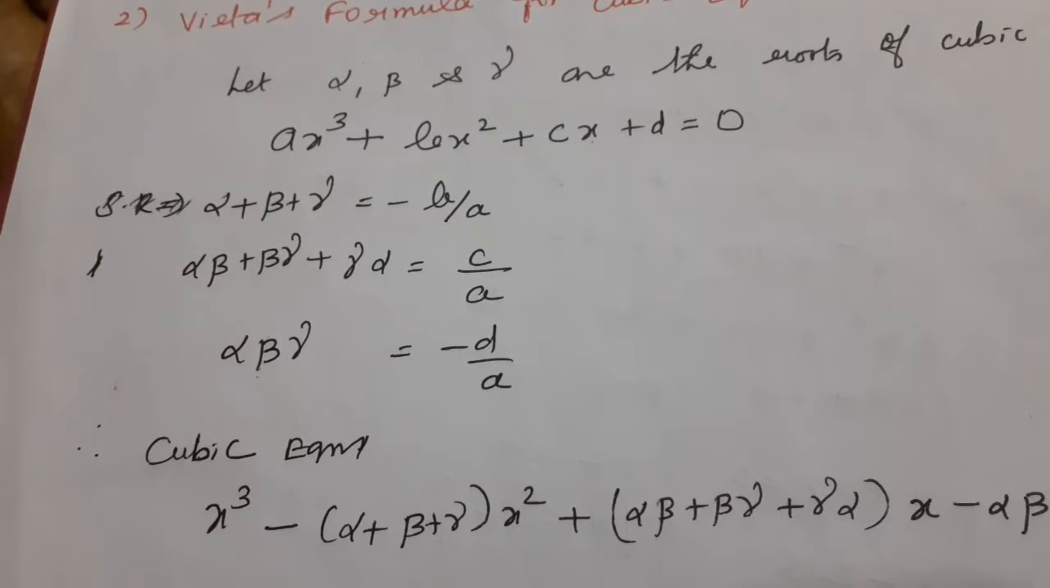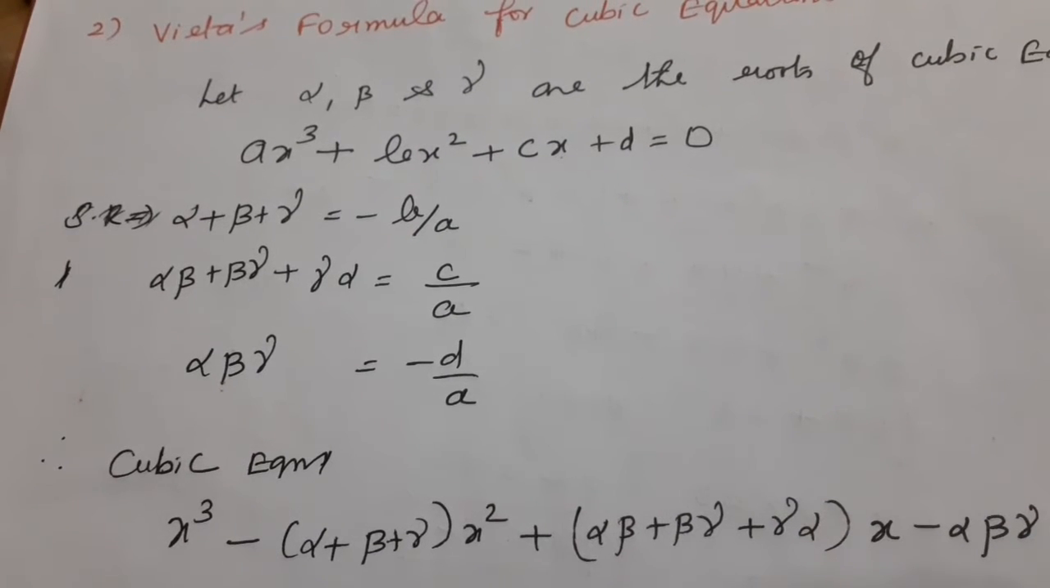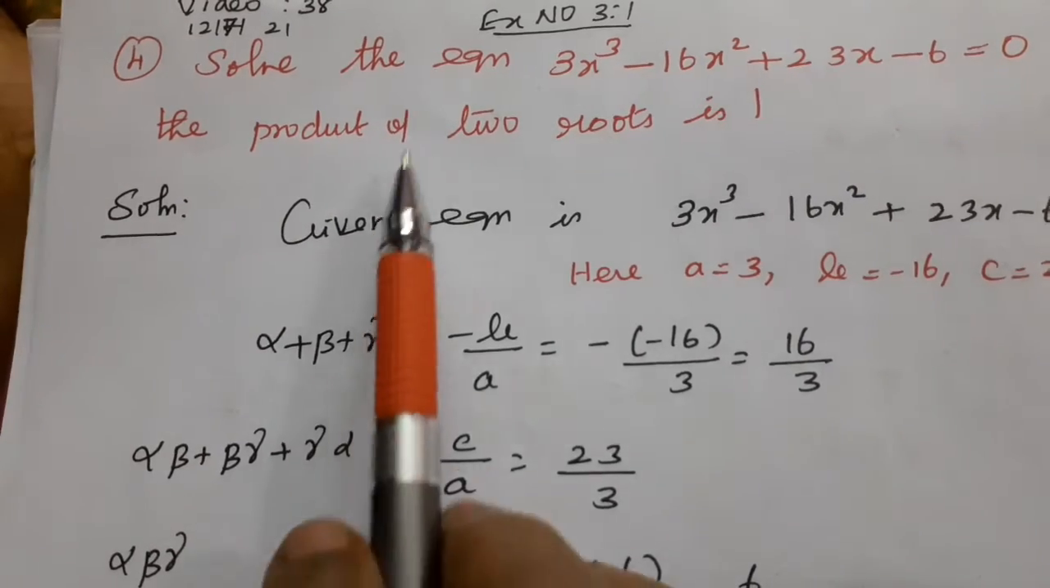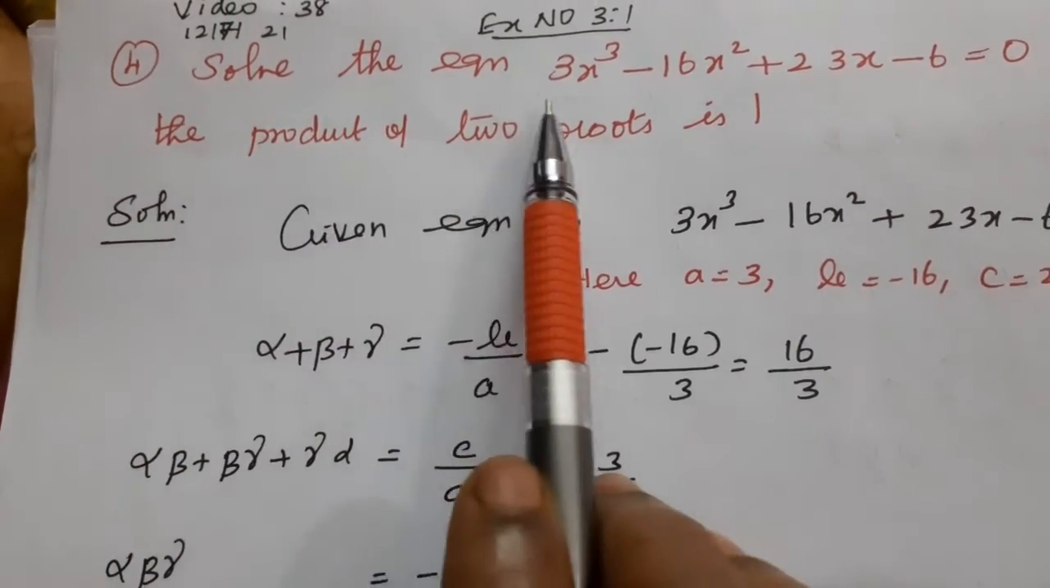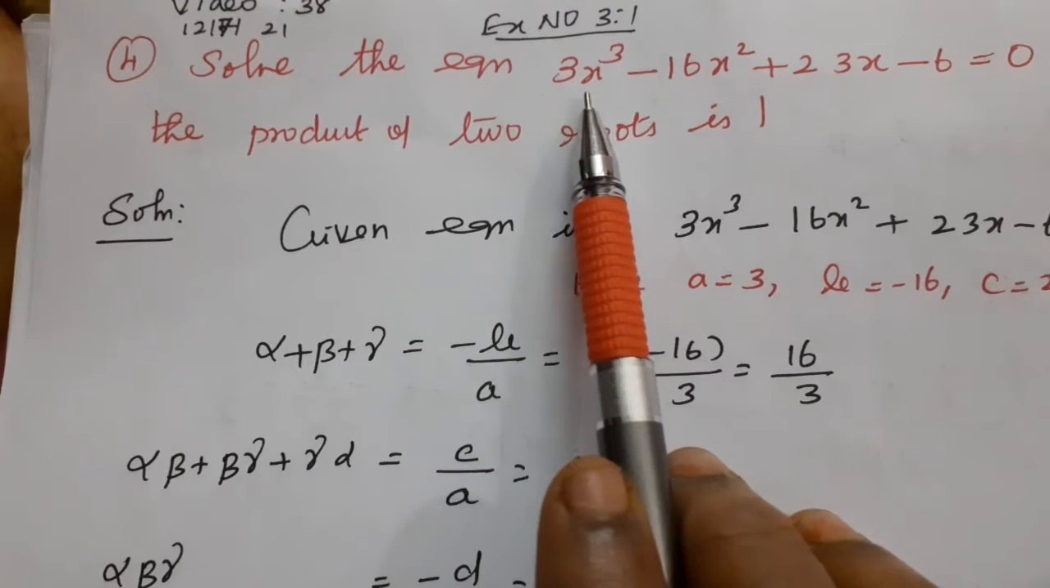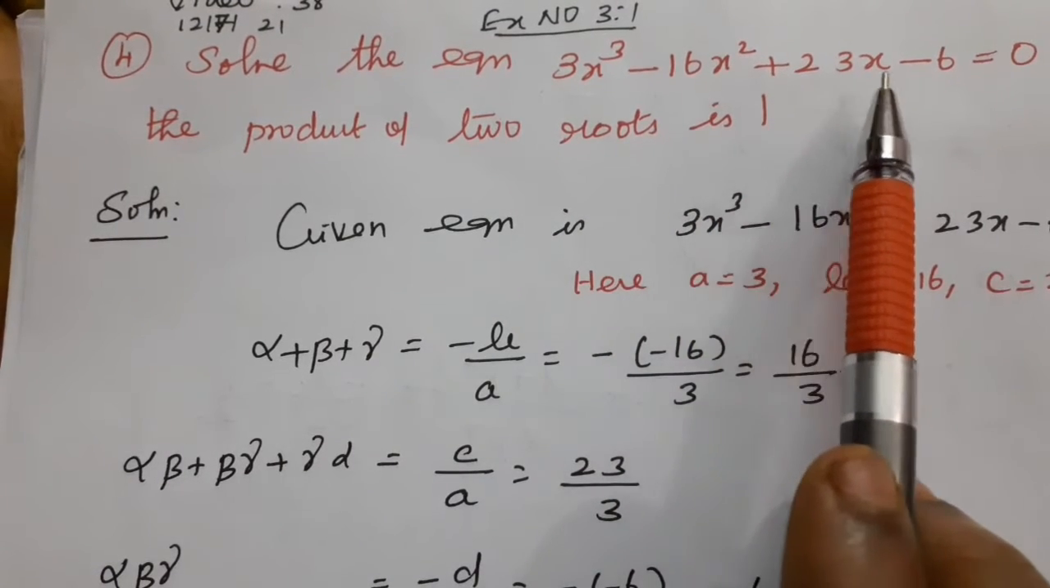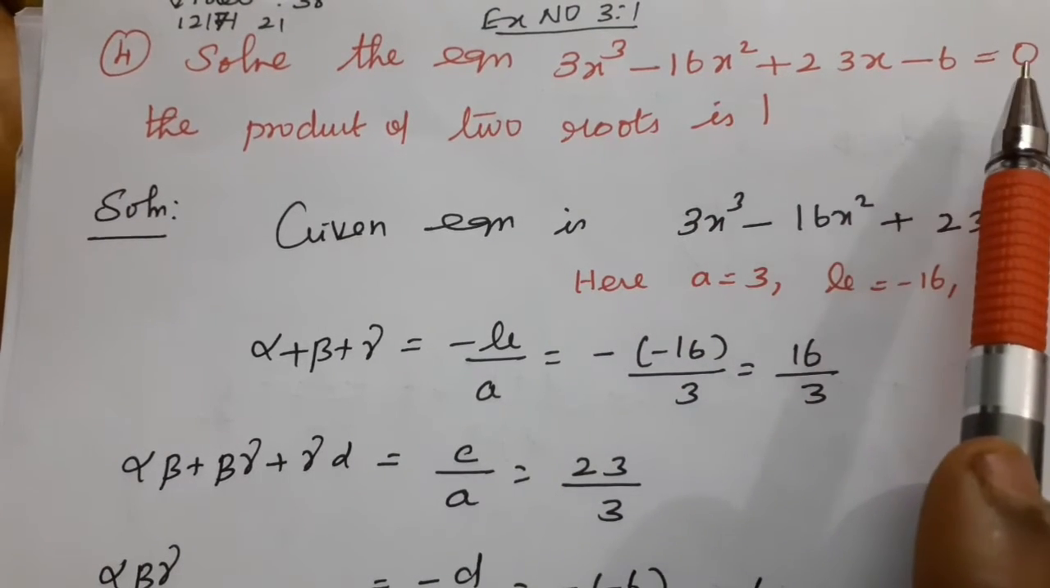Go through the formulas from the book itself, which are given very neatly. First learn the formulas for the quadratic equation and the cubic equation. Afterwards we are going to revise the sums. Next is exercise 3.1, the fourth question. Solve the equation 3x cube minus 16x square plus 23x minus 6 equal to 0.